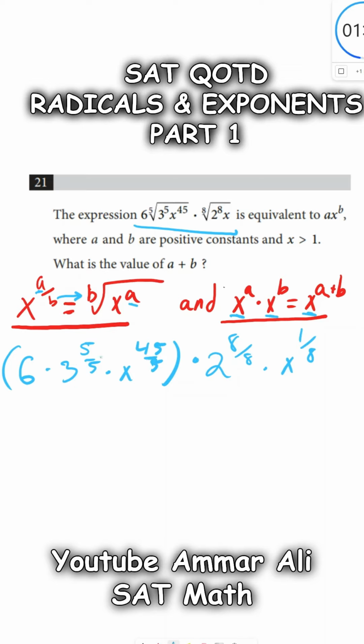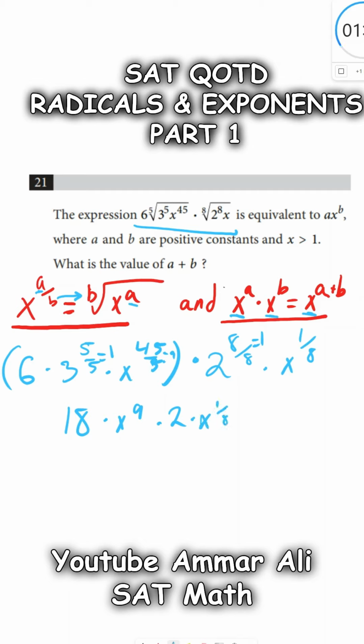So 3 to the 5 over 5 is the same thing as 3 to the 1. 6 times 3 is going to be 18. And then let's figure out this x term. 45 divided by 5 is going to be 9. So it's going to be 18 times x to the 9, all times 2 to the 8 over 8. That's the same thing as 2 to the 1. So we have 2. And then we have x to the 1/8 power.